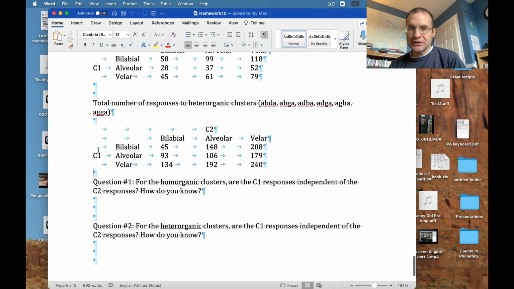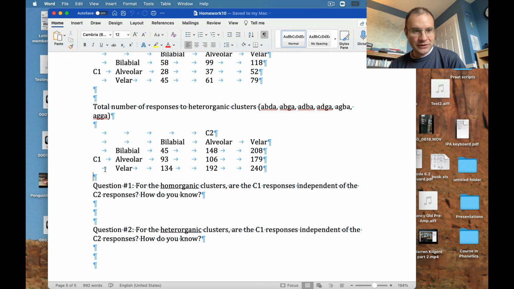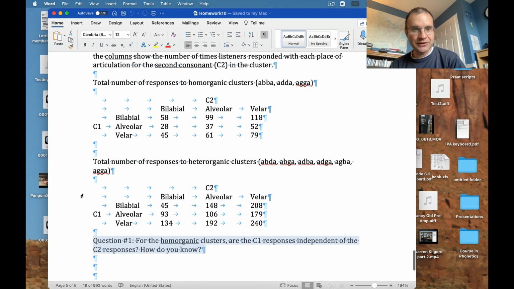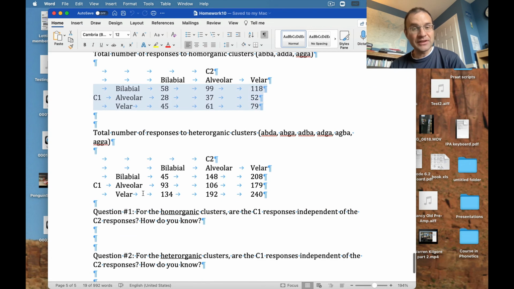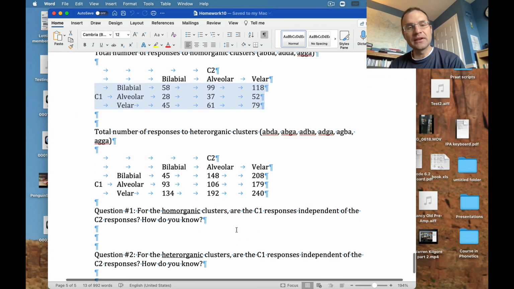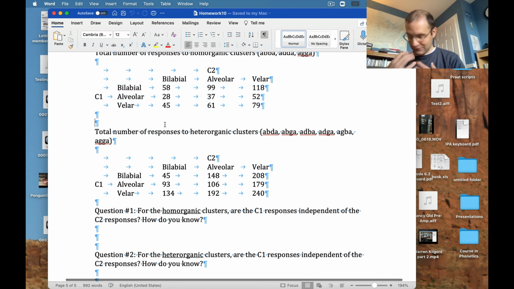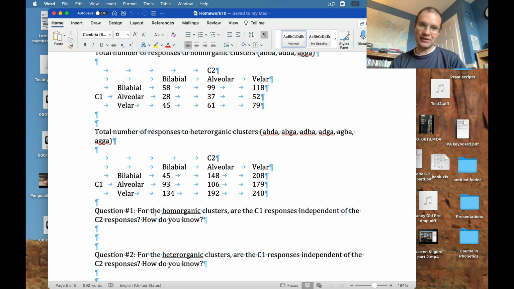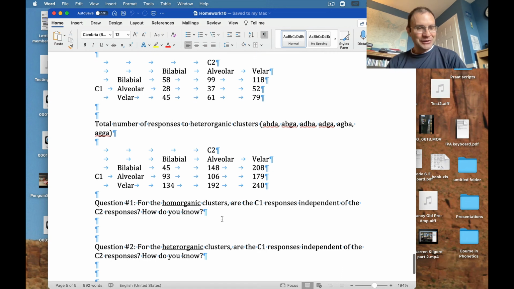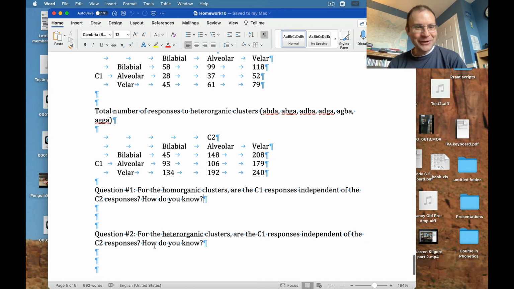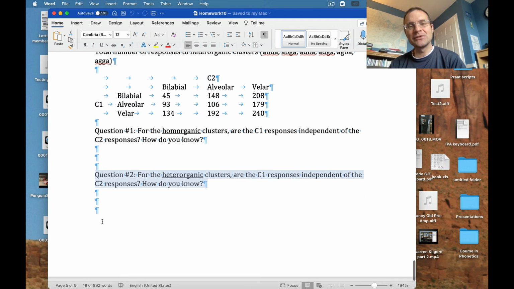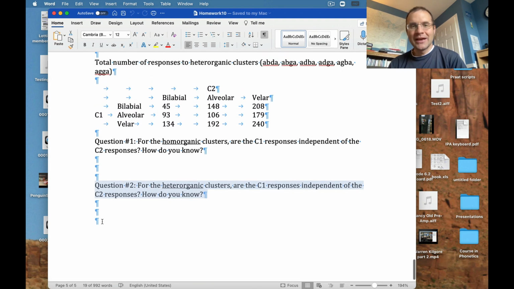Okay, so there's only 2 questions for this problem. So question number 1 for the homorganic clusters. So for this data set, are the C1 responses independent of the C2 responses? Tell me what you think the answer for that is, and then also tell me how you figured out that answer. How do you know? For question number 2, it's the exact same question. So for the heterorganic clusters, the only thing that differs here is that we're looking at a different data set. For the heterorganic clusters, are the C1 responses independent of the C2 responses? How do you know?